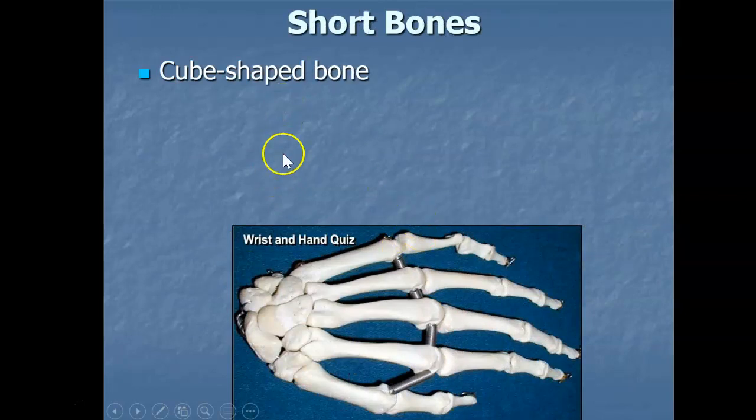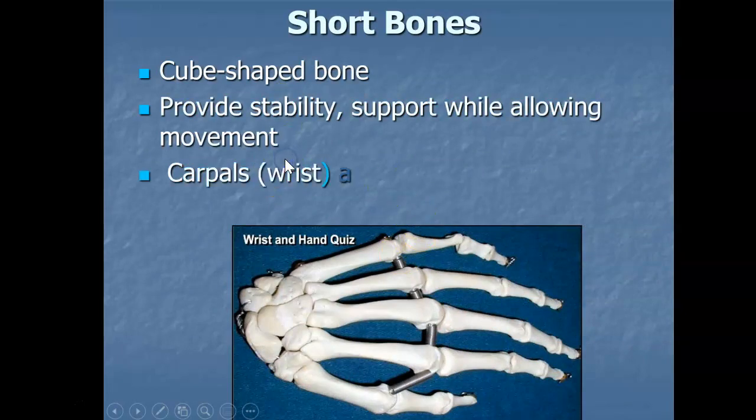Short bones are cubed-shaped bones that provide stability and support while allowing movement. The short bones in our body are going to be our carpals, which are these bones found in our wrist. You can kind of see they're a little bit more cubed-shaped. And then also the bones in our ankles, which are called tarsals.